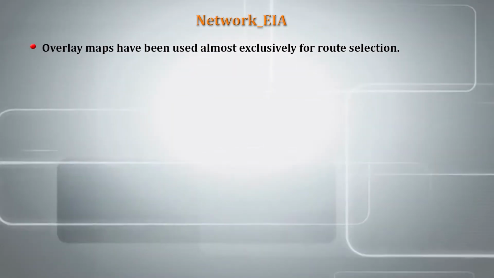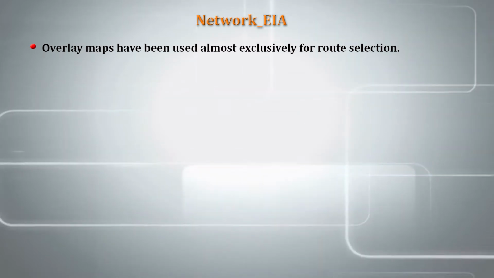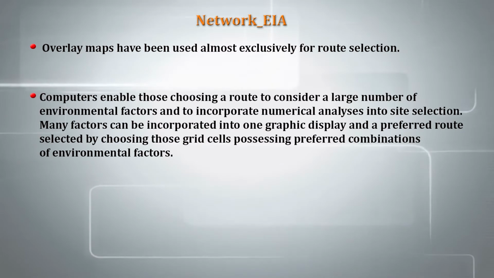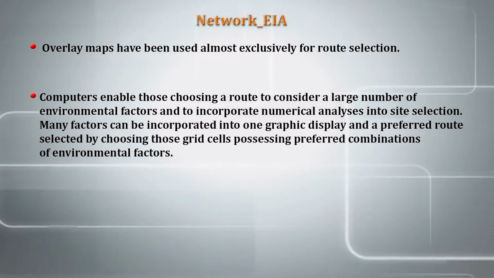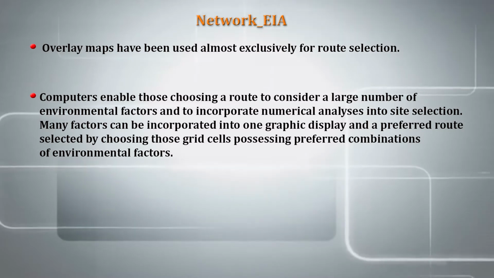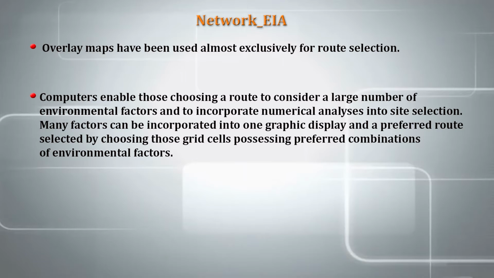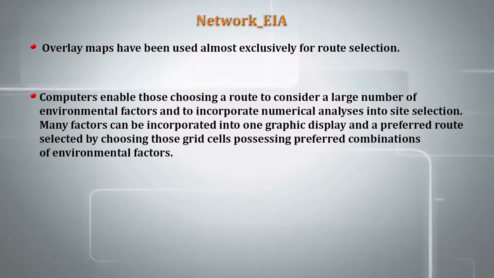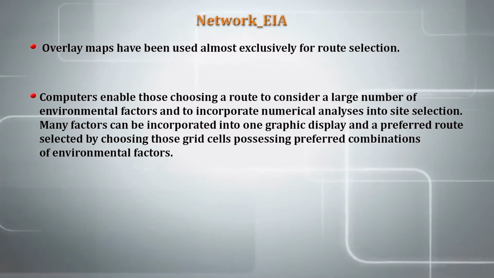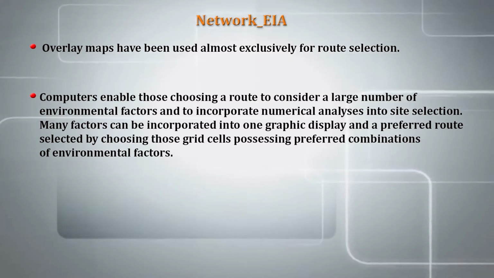As far as the application is concerned, these overlay maps have been used extensively for route selection, and computers have definitely enabled choosing the best possible route by taking into account a large number of environmental factors, and they can also incorporate numerical analysis into site selection. So many factors can be incorporated into one graphic display, and a preferred route can be selected by choosing those grid cells possessing the preferred combination of environmental factors. So this is about the overlay maps. There are a lot of advantages.